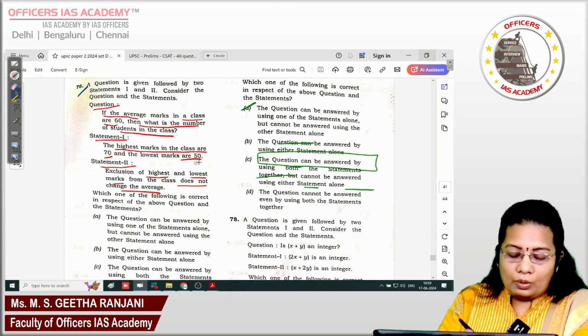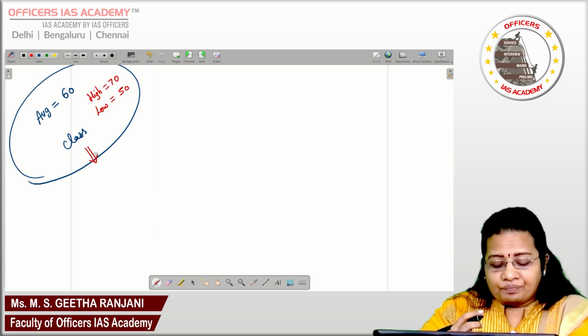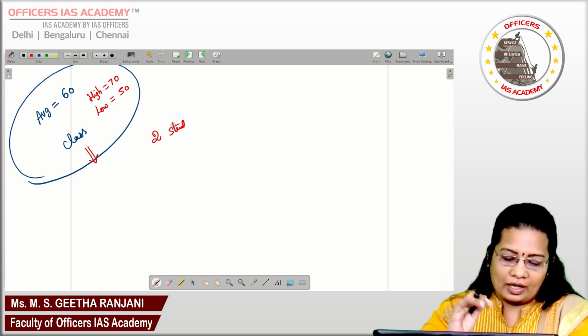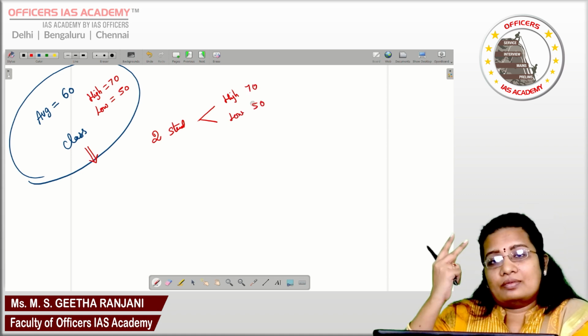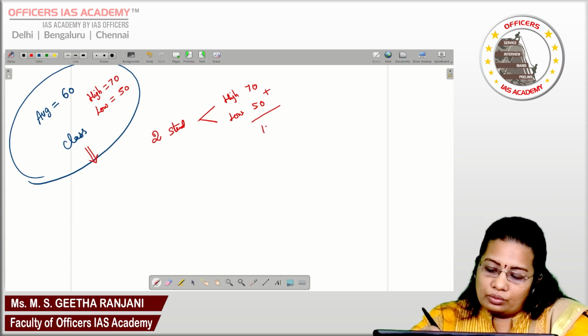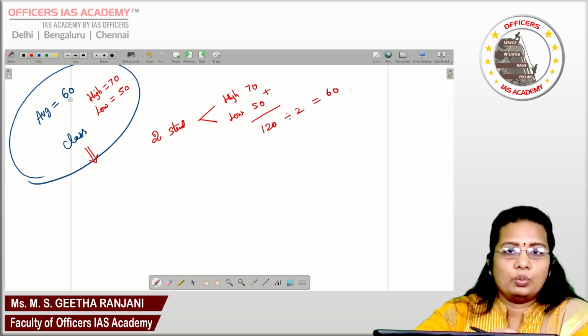So for statement number 1, we will not be able to get the number of students in the class. Say for example, there are only two students in a particular class. Among them, one has the high mark and another has the low mark, 70 and 50. What is the average of the marks of two students? Add the 2 marks and divide by 2. So 70 plus 50 is 120, divided by 2, I got 60. So here the average 60 works out.